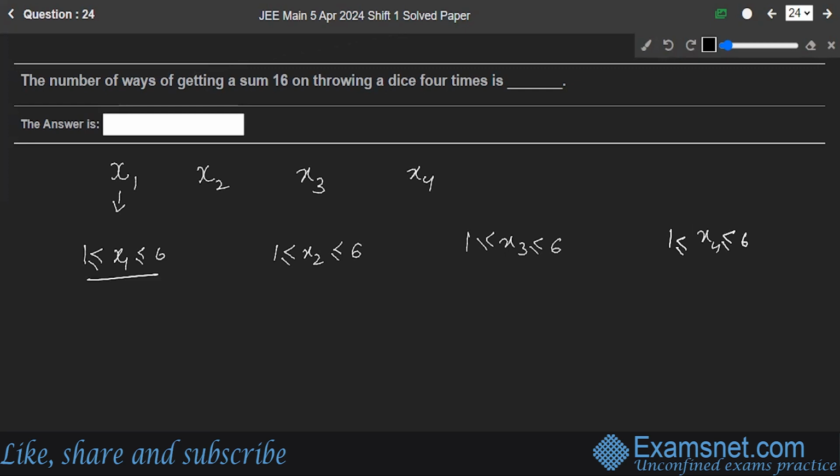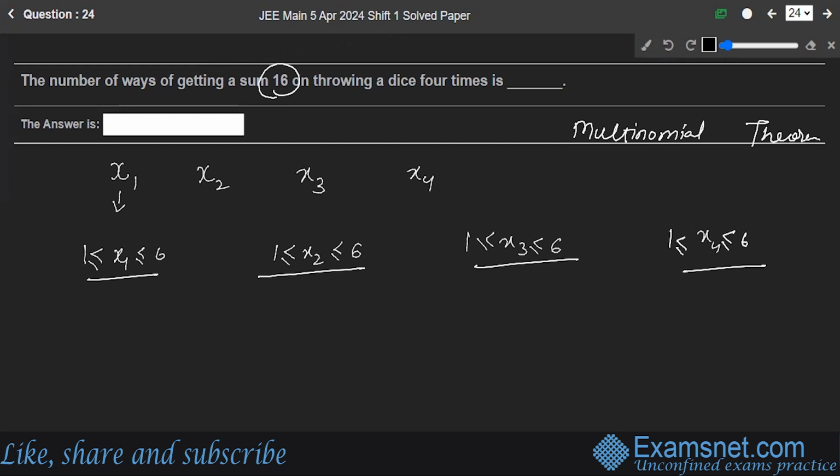So this can have values 1 to 6 for each die. We want the sum of 16 on throwing 4 dice. In this particular question, I'll be using the concept of the multinomial theorem.